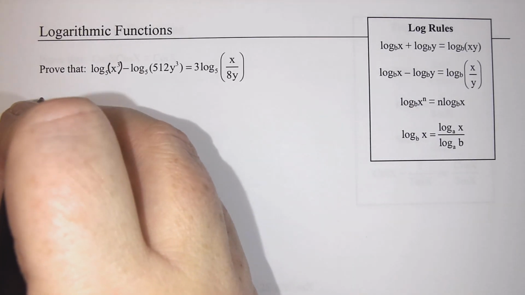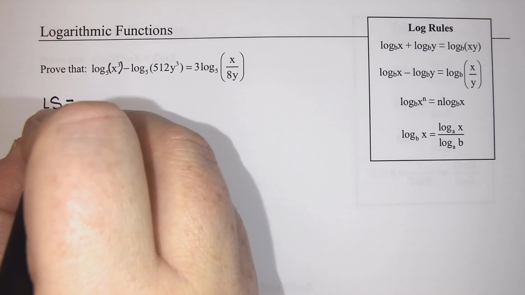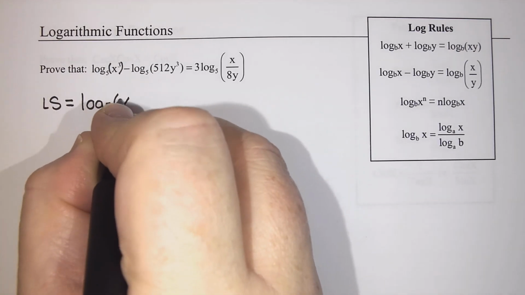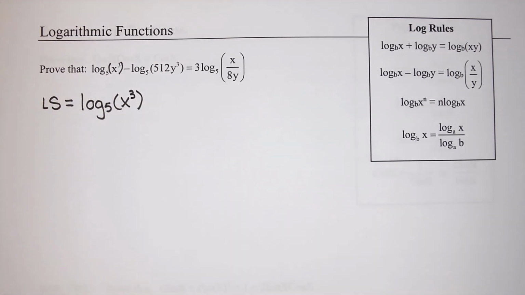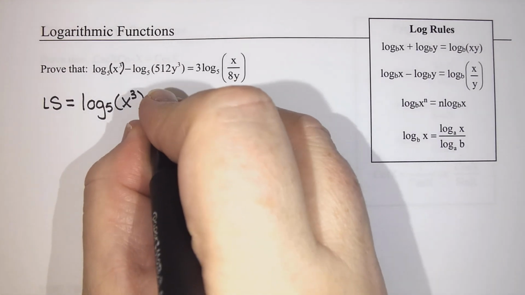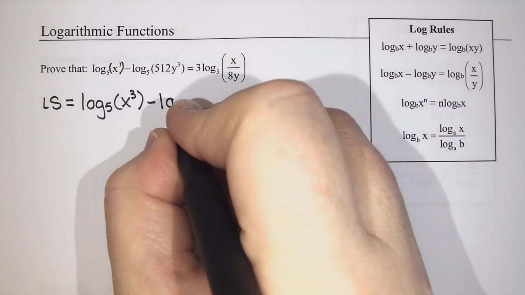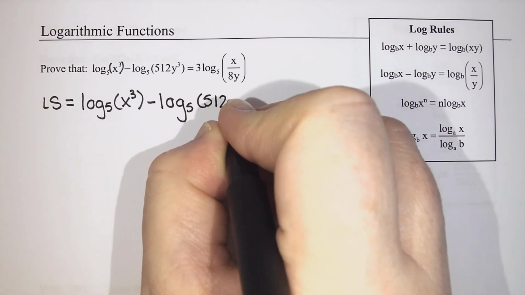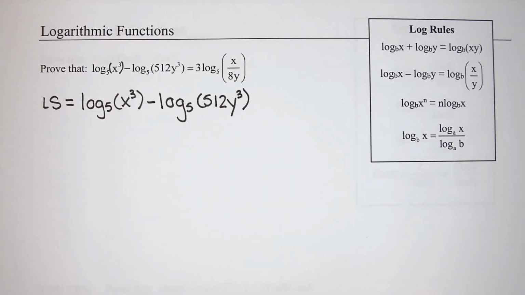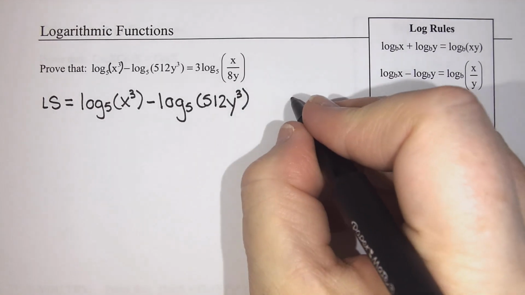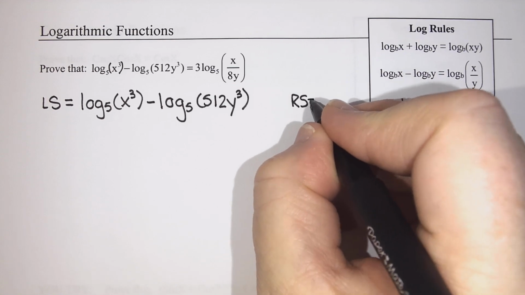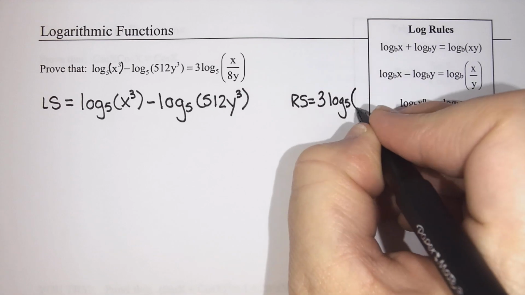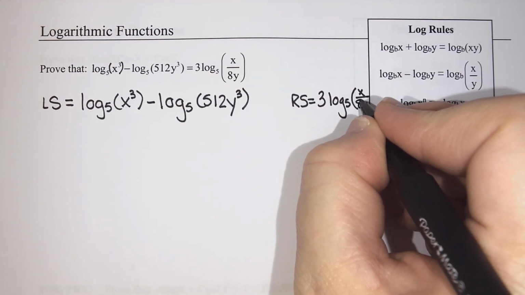So I'm going to start by writing LS, or left side, equals, and then copy down what the left side is, including that bracket on the x cubed that I forgot to type. All right, so I have log base 5 of x cubed minus log base 5 of 512 y cubed. And then the other side, I'm going to write down, is 3 log base 5 of x over 8y.